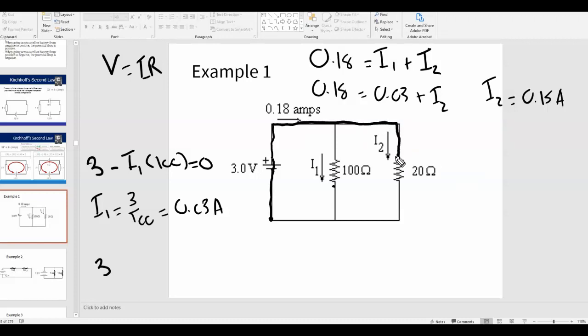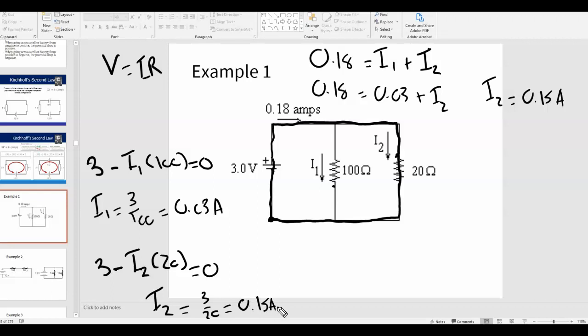Now I'm adding the voltage here, and the potential difference here is given by V equals I times R. I'm going down in potential, so I'm going to do minus I2 times 20, and I keep going. As soon as I get back to where I started, it's all over. I'm done. It's equal to 0. If you solve that, you get I2 equals 3 over 20, which is 0.15 amperes, which is what we found before.